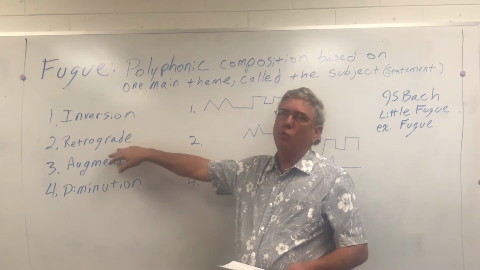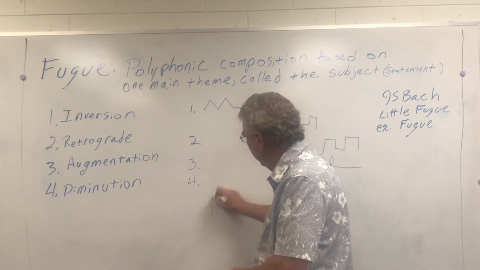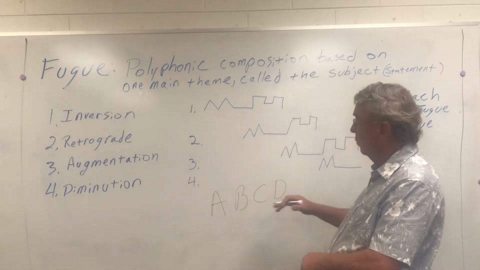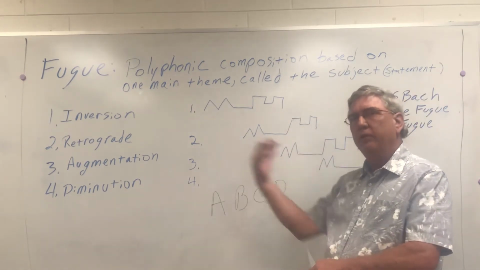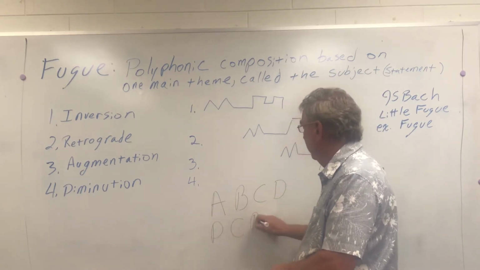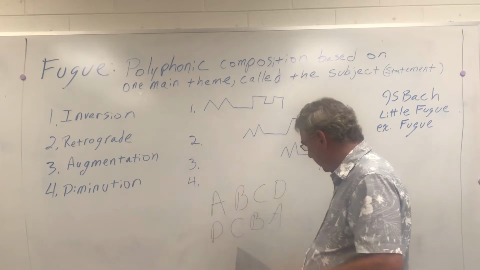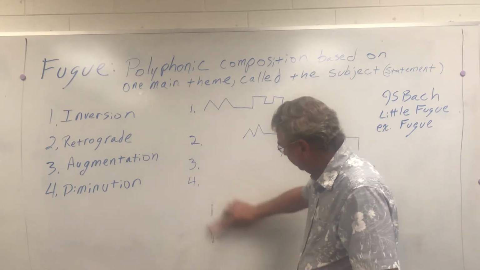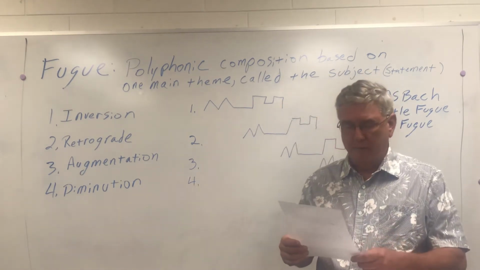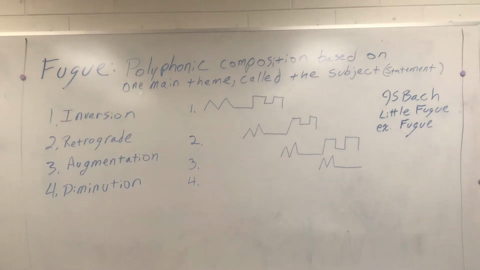Second technique is called retrograde. Basically, if the notes go A, B, C, D, well, now we're going to play them backwards. Retrograde means in reverse. So instead of playing A, B, C, D, we're going to play D, C, B, A. When we take Mary Had a Little Lamb and retrograde the melody, it sounds like this.